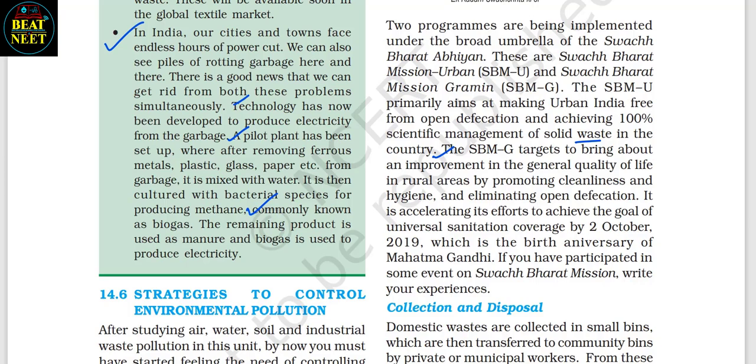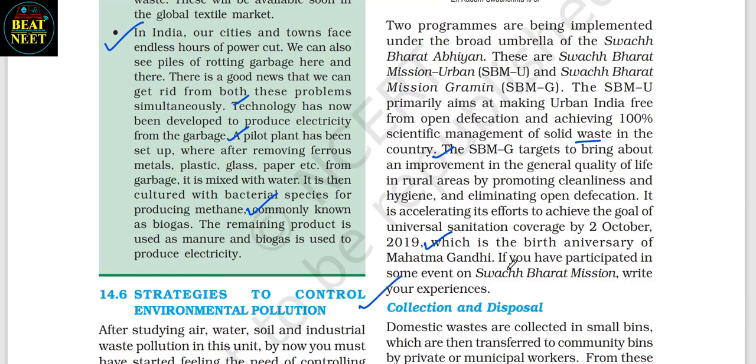It is accelerating its effort to achieve the goal of universal sanitation coverage by 2nd October 2019, which is the birth anniversary of Mahatma Gandhi. If you have participated in some event in Swachh Bharat Mission, write your experiences.